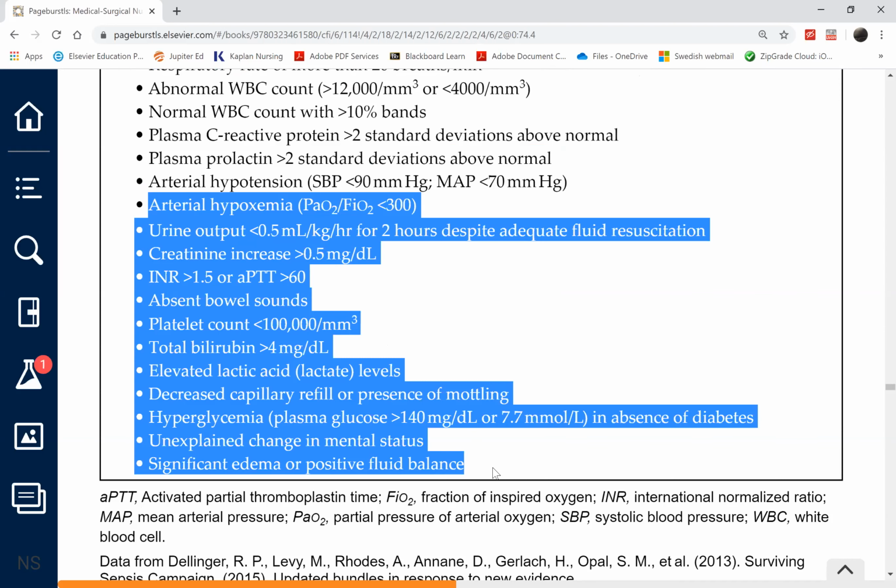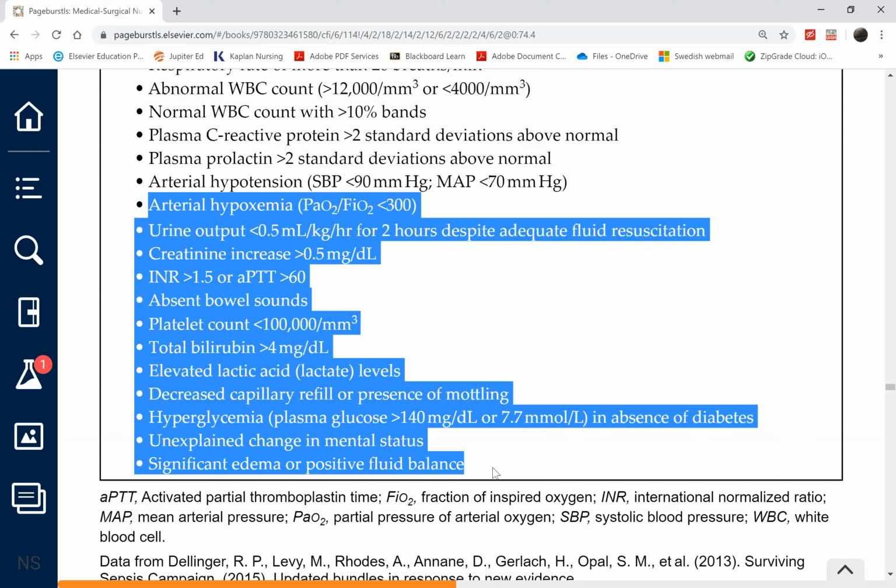Why would the platelets drop? Why would there be absent bowel sounds? Why would your kidneys show injury or signs of failure? Why would your liver increase bleeding time? Okay, look at this. Why is there hyperglycemia in the absence of diabetes?